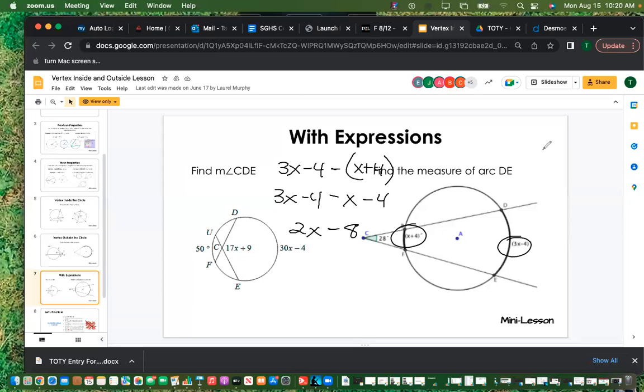Okay, so now that we've got x equals 32, we still want to plug back in here. So we're going to get 3 times 32 minus 4. So what's 3 times 32? And 96 minus 4 is going to give me what? Okay, so you should have gotten 92 for your arc. Yeah? Okay.